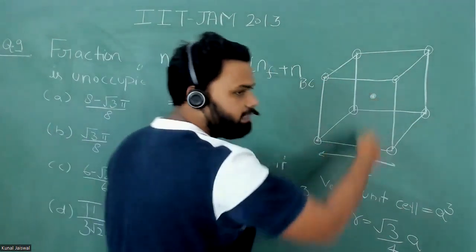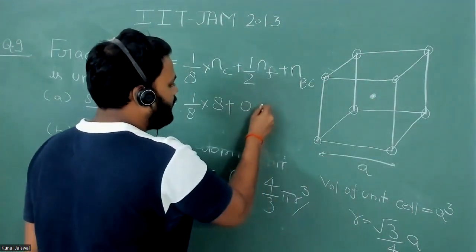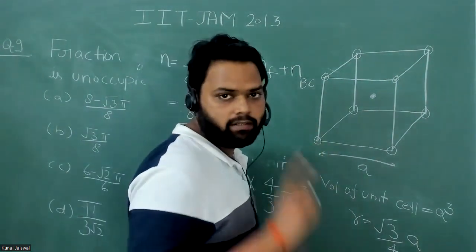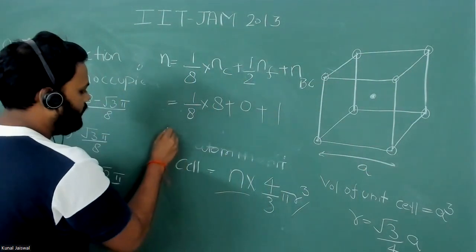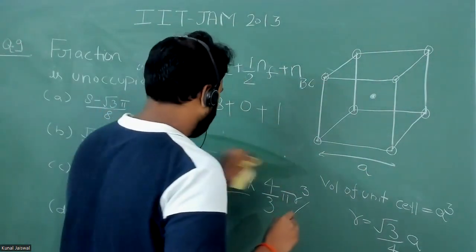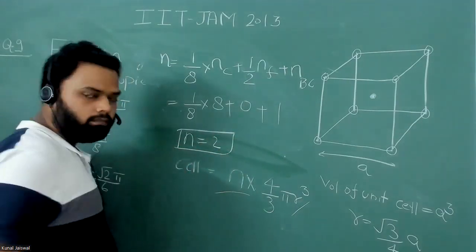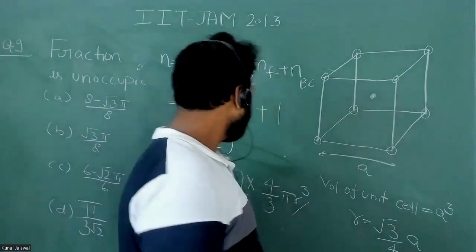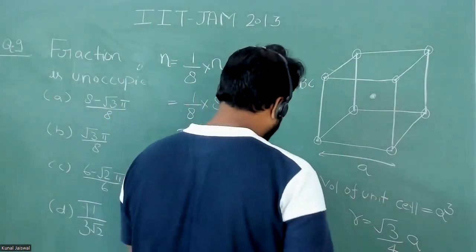How many atoms at the face? 0. There is no atom at the face. It will be 0. And how many atoms at the body center? It is 1. Okay, so it will be 1. So what will be the value of n here? The value of n will be 2. So we have found that the value of n is 2 and r is root 3 by 4a.